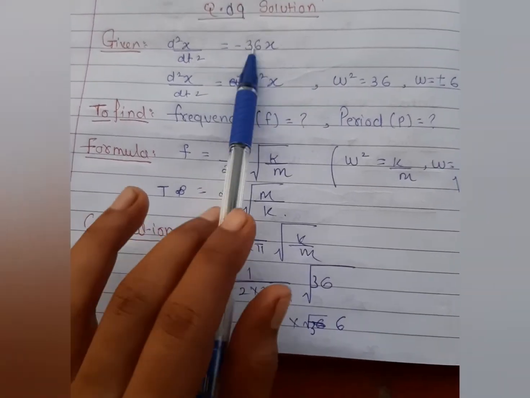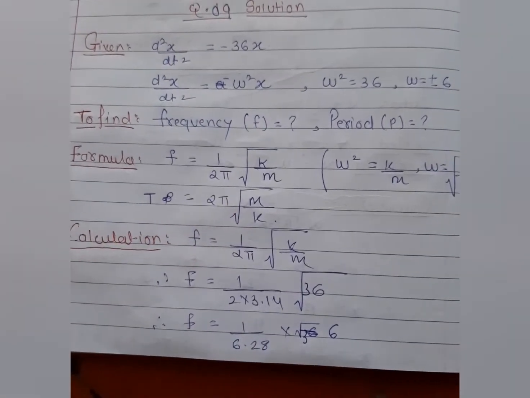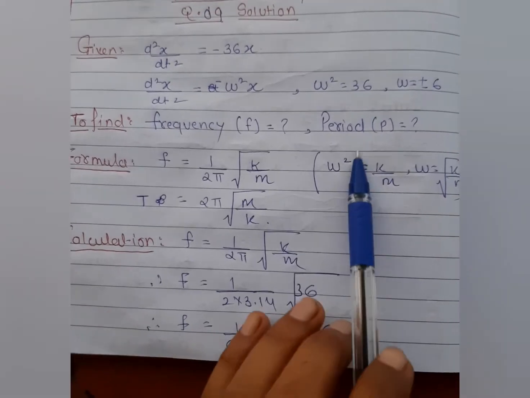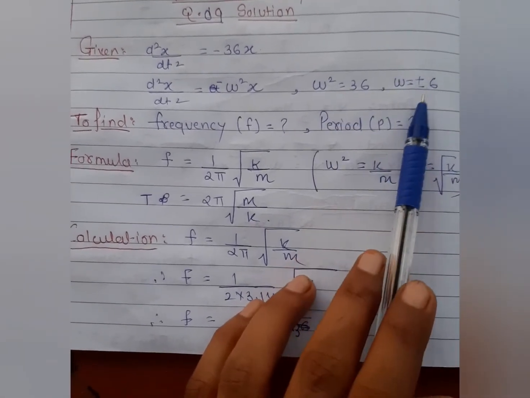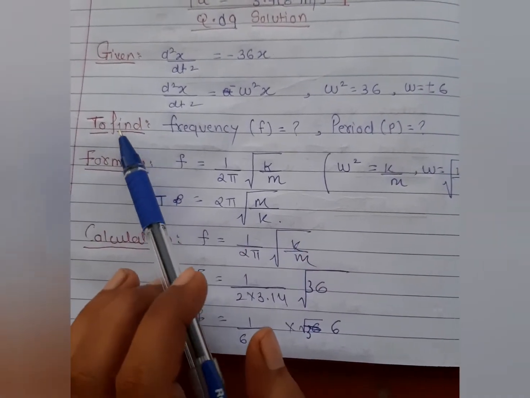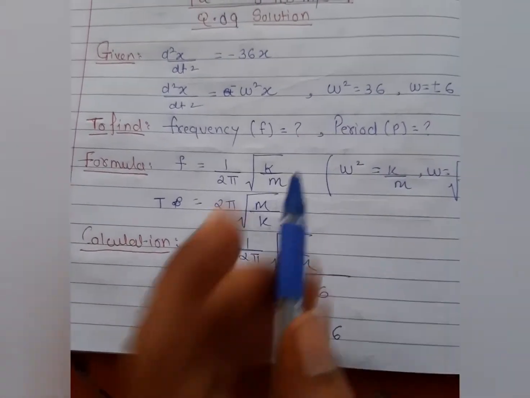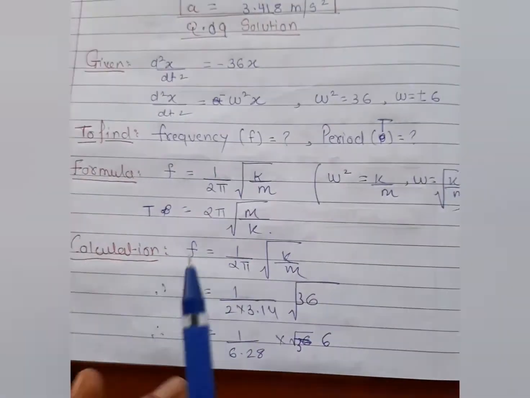So when we compare here, this value 36 is nothing but omega square, that is 36. When we take omega, it is plus or minus 6. So here we have to find out frequency and time period.